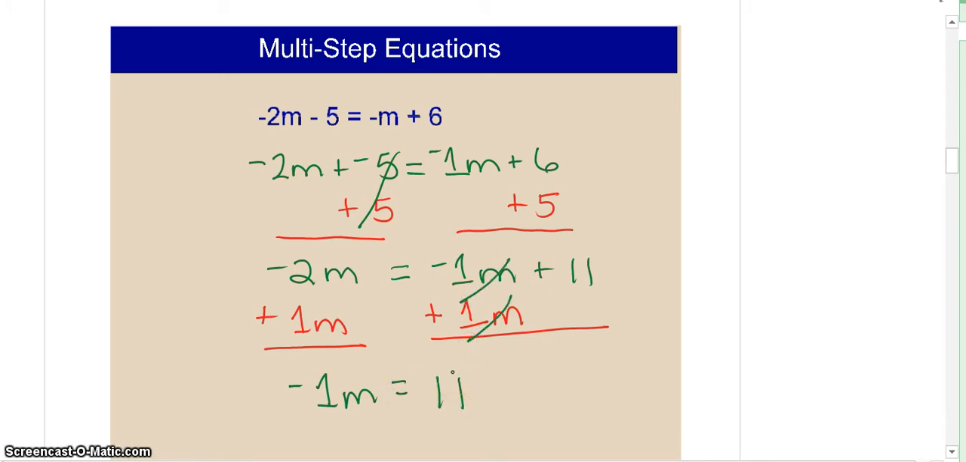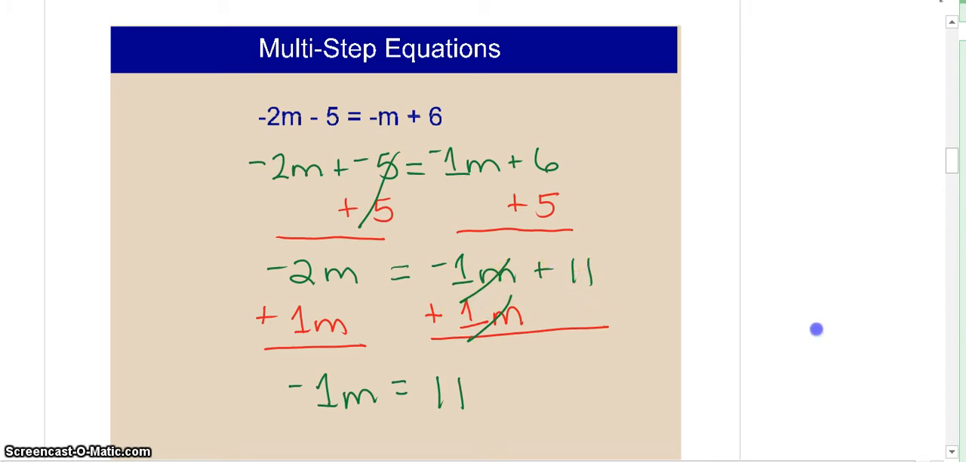I want to pause for just a second and make sure you understand why we added 1m. We did not multiply by the reciprocal. The reason is we were taking the entire term, negative 1m, and we were trying to get rid of it. And negative 1m is being added to 11. So when you want to get rid of something that's being added, you use your opposite, or additive inverse, property. Now, if I was just getting rid of the negative 1 and not the m, then I would multiply by the reciprocal. But that's not what I'm doing. I'm getting rid of the entire term, which is being added to 11.